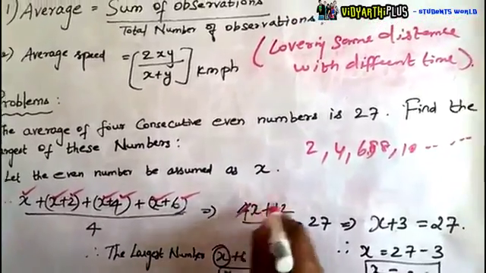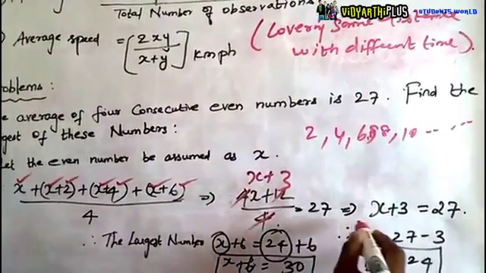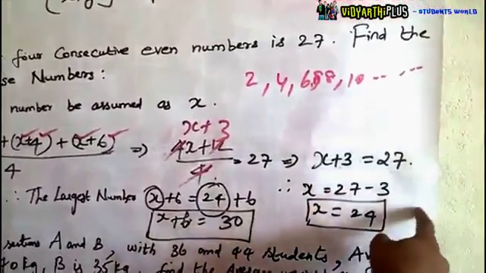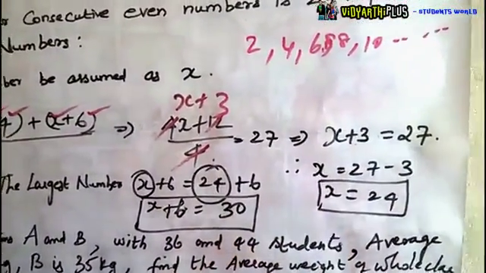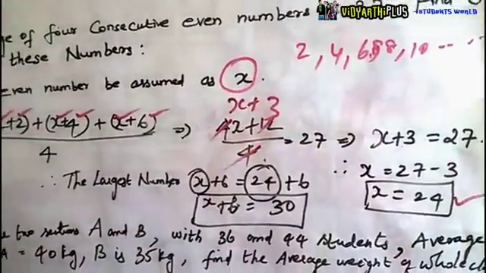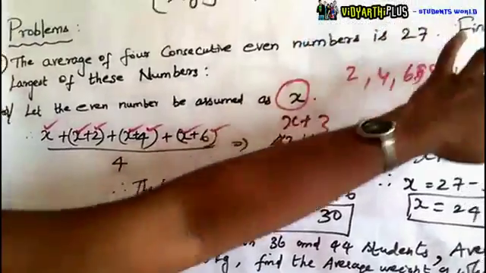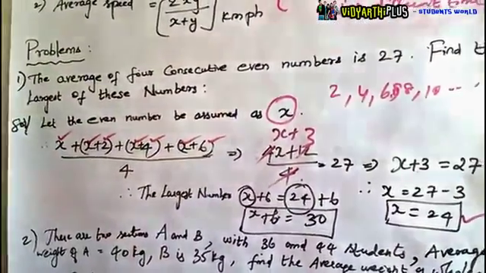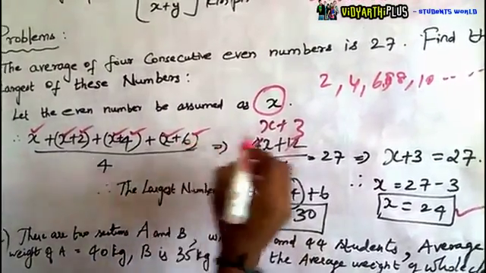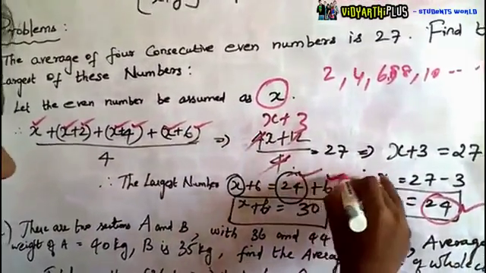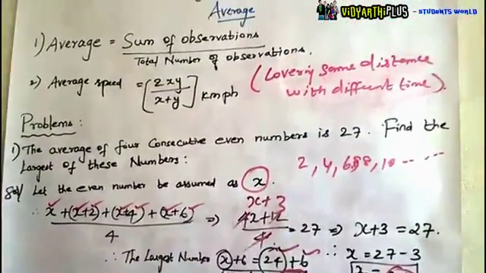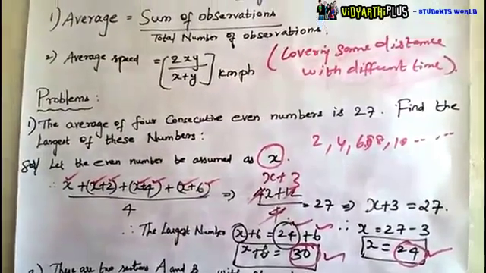By cancelling this we get x plus 3. Therefore x plus 3 is equal to 27. By solving this, x on the left hand side and 27 minus 3 on the right hand side, we get x is equal to 24. The number we assumed as x is 24. What is the question given here? Find the largest of these numbers. The largest of these numbers is x plus 6. Therefore x plus 6 is 24 plus 6, which is 30. This is the final answer. The largest of the 4 consecutive even numbers is 30.